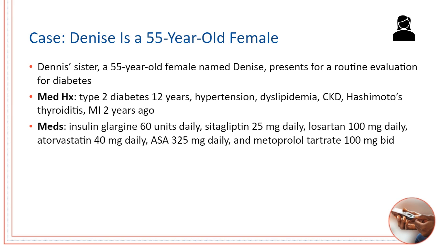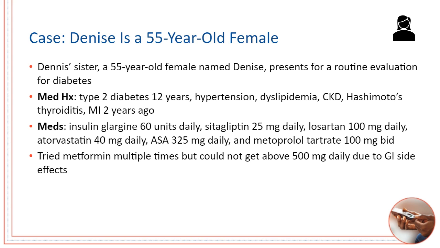She's on insulin glargine 60 units daily, sitagliptin 25 milligrams daily, losartan 100 milligrams daily, atorvastatin 40 milligrams daily. She takes a daily aspirin, and she's also taking metoprolol tartrate 100 milligrams twice a day. She's tried metformin multiple times, but gets sick every time she gets above 500 milligrams, and she does not want to take that medicine again.